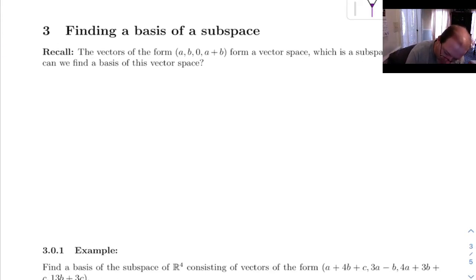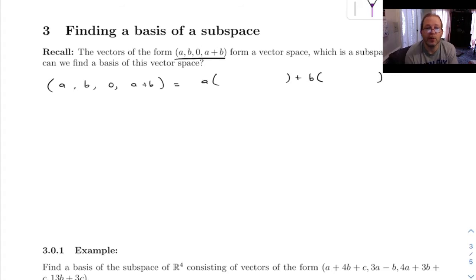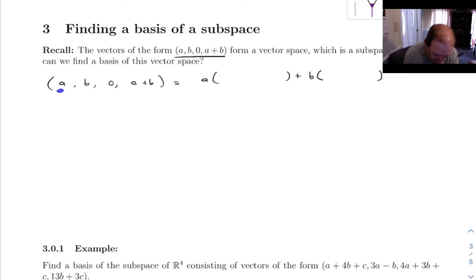So here's what you do: you take the regular form here, a, b, 0, a plus b, and then we're going to factor this or deconstruct it into a times something plus b times something. Now the something we put over here is going to be the coefficients from a and b in this. So over here for a we've got 1, 0, 0, 1. And then for b we've got 0, 1, 0, 1.